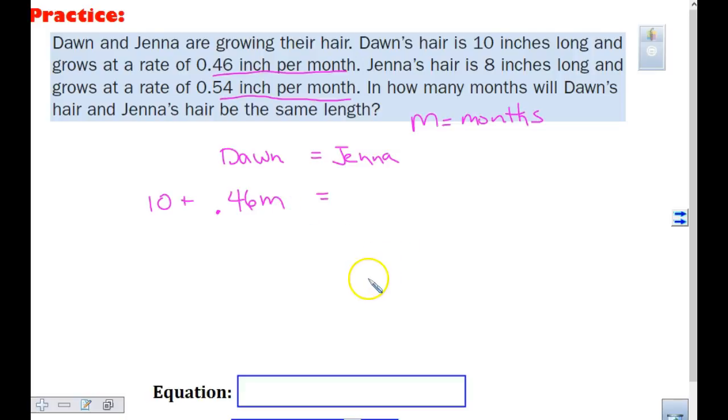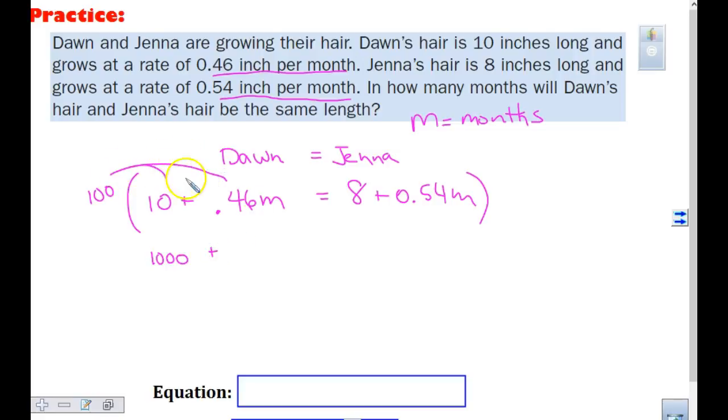I saw some of yours, M. Wyatt, what does Jenna's look like? 8 plus 0.54m. Now, this time let's multiply everything by 100, right, to get rid of our decimals. Would you have to do it with the decimals? No. If we are doing that, 10 times 100 gives us 1,000. We are taking 100 times every single thing. 46m. We're taking 8 times 100, which gives us 800 plus 54m.